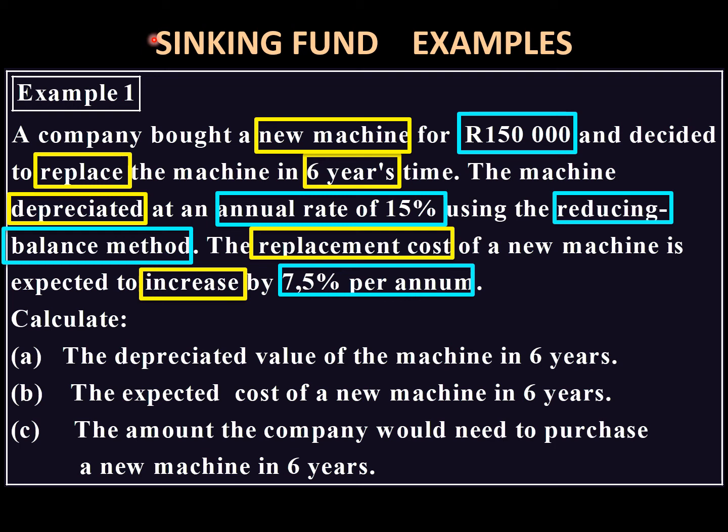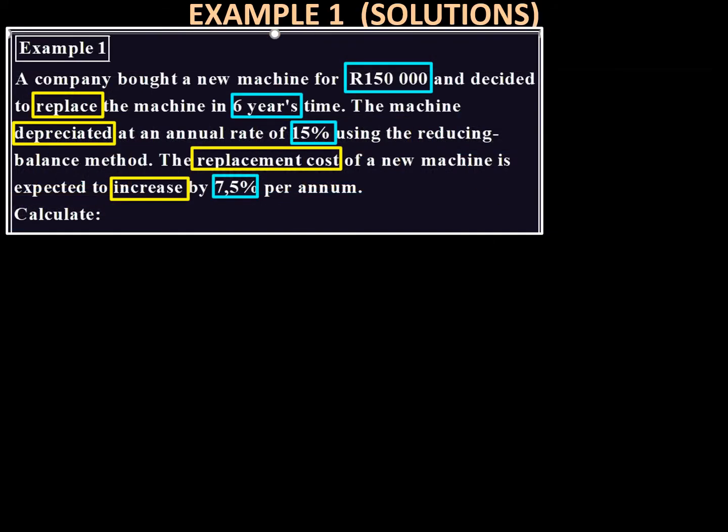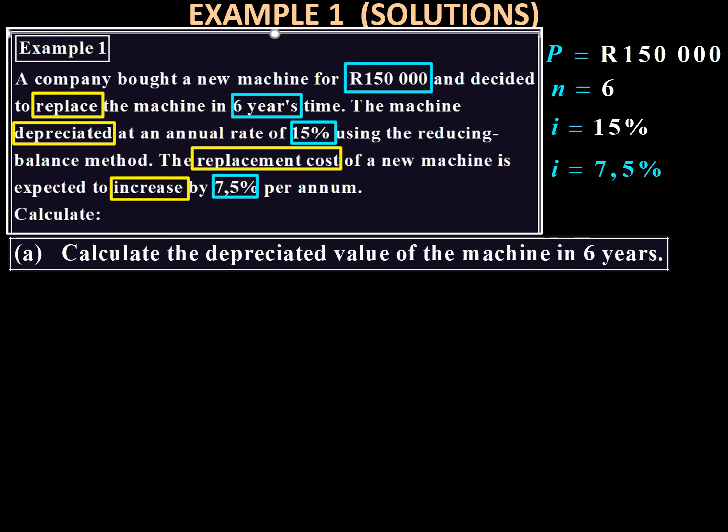In the next slide, we'll actually look at the solution, but it's important that you highlight the important parts and try to understand your question. You don't have to read everything there. You can see I sometimes skip a number of words because I'm just focusing on the more important ones. Now let's look at the solution of the example. Those are the values that we extracted. P is equal to 150,000. There's going to be 6 years. The depreciation is at 15% and the inflation is at 7.5%. I put them in two different colors so we don't get mixed up.